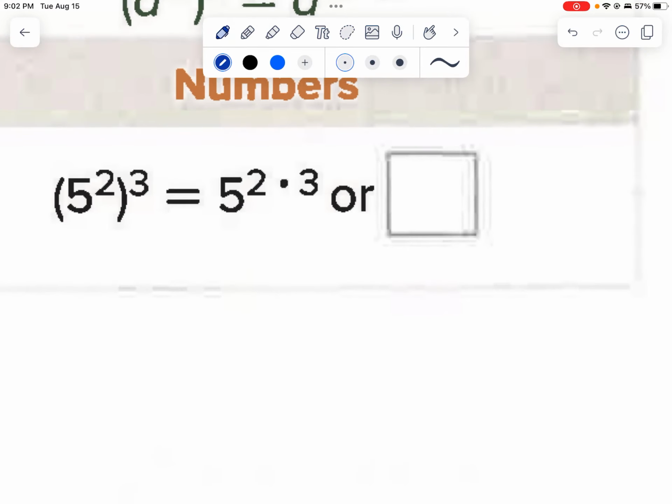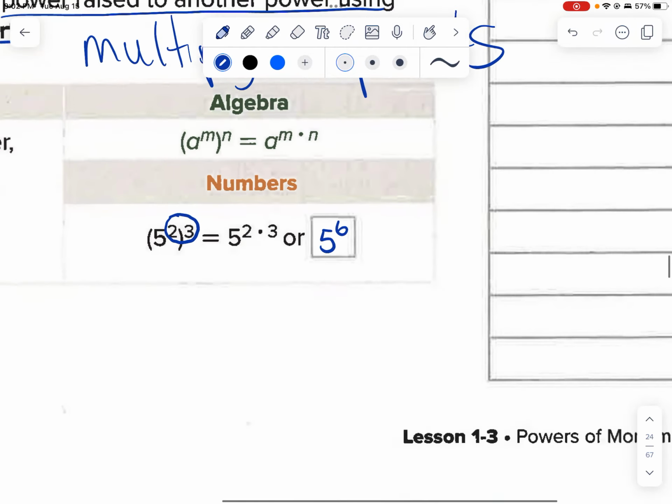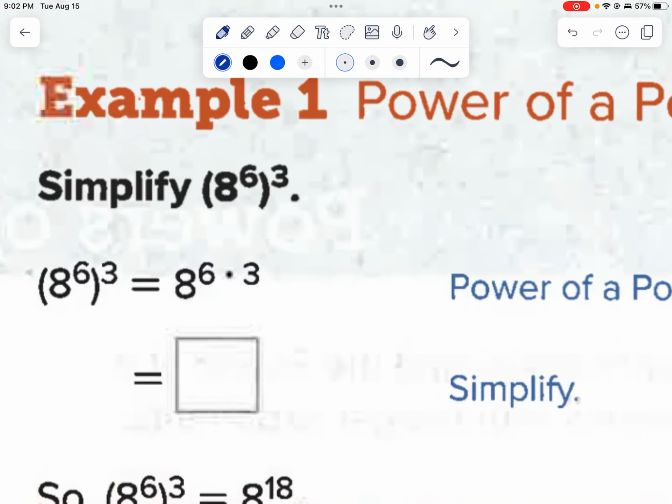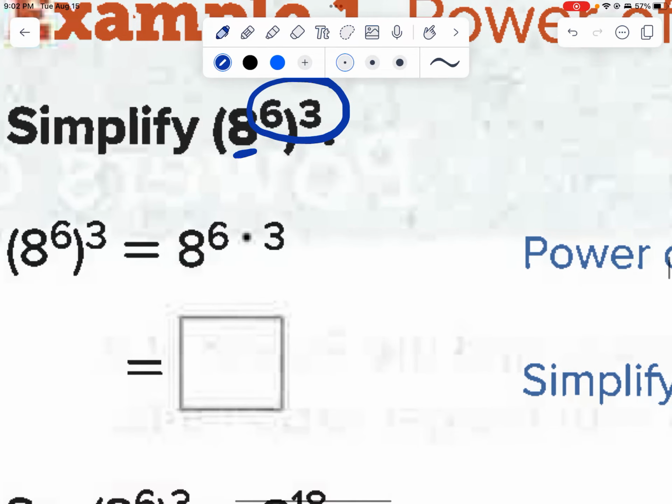So down here, I have a power raised to a power. So I multiply the exponents and I get 5 to the 6th. Now, if I look at this one, we know the base is the same because there's only one base. So now I'm looking at my exponents. I have a power raised to a power, so I multiply those powers together and I get 8 to the 18.